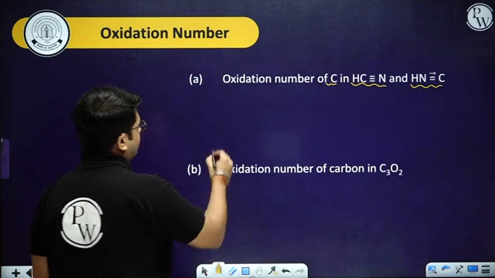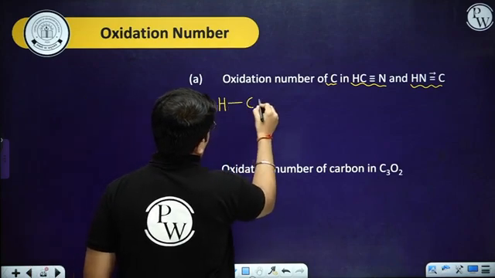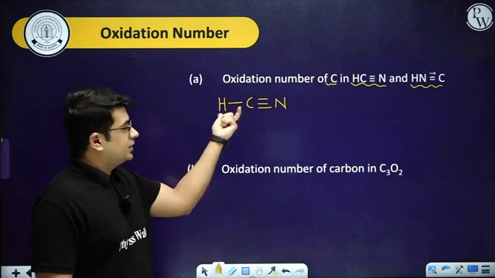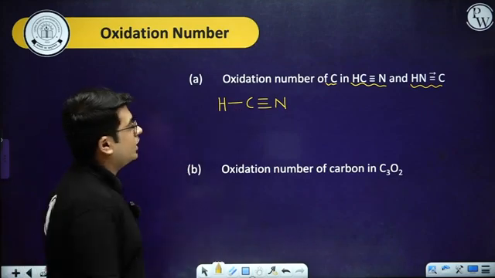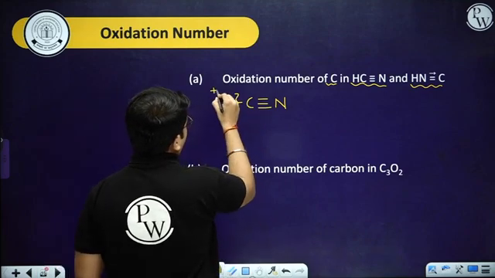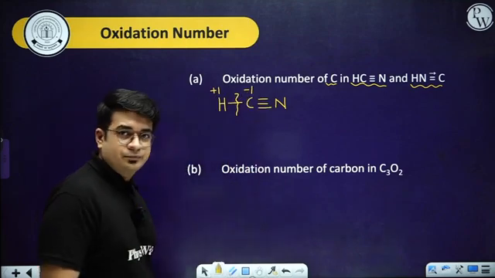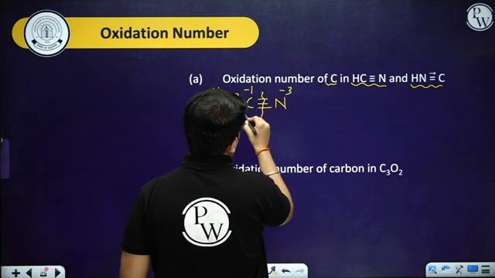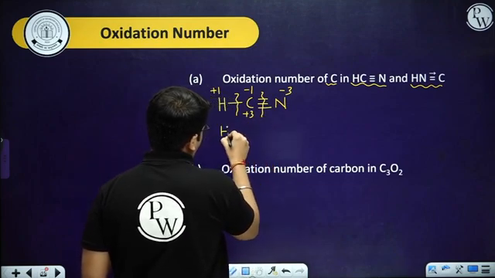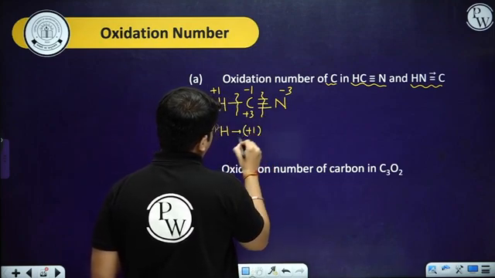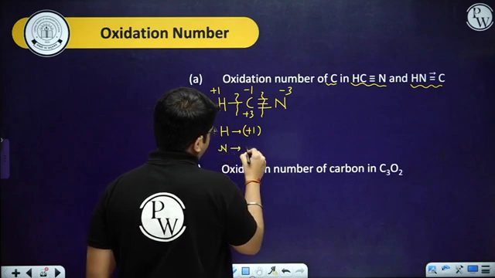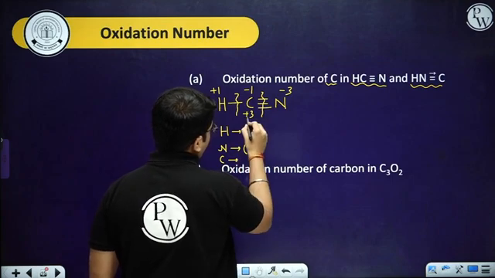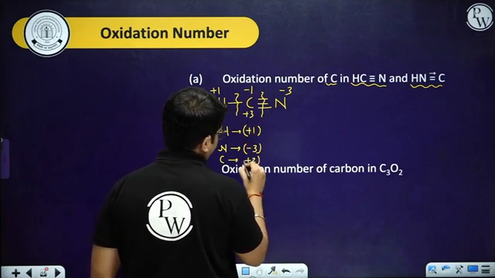So first case, which is H-C triple bond N. Among H and C, which one is more electronegative? Definitely carbon, and single bond is there, so you can say that will be +1, that will be -1. In case of carbon and nitrogen, definitely nitrogen. Triple bond is there, so -3 and +3. So for hydrogen, the oxidation number will be +1. For nitrogen, the oxidation number will be -3. And for carbon, the oxidation number will be +3 -1, that is +2. I hope this part is clear.